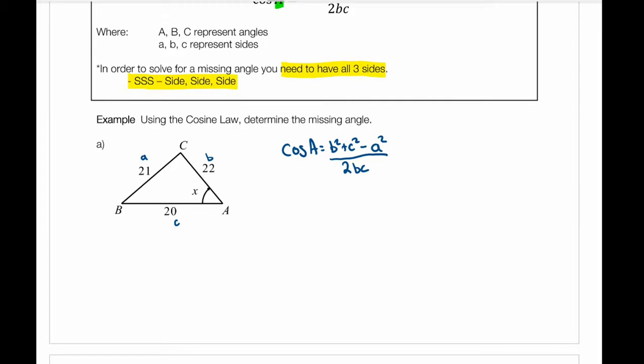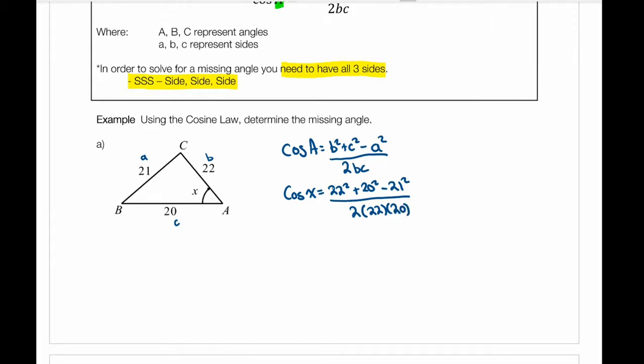Again, because we have the formula, and you can look back at your notes, you don't have to worry about this too much. It's more of an issue when we come to triangles that aren't using A, B, and C as labels. Once I write out my formula, I'm going to fill in my information. So cosine A, I can't fill in anything for that. If I wanted to, I can make that cosine x. B squared, so 22 squared, plus 20 squared, minus 21 squared, all divided by 2 times 22 times 20.